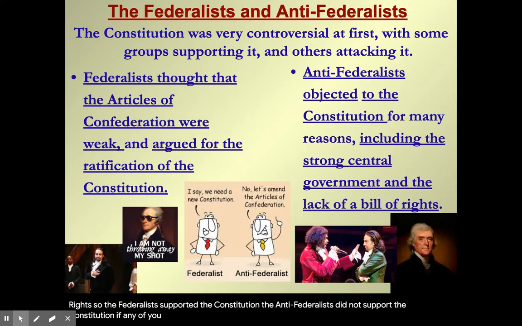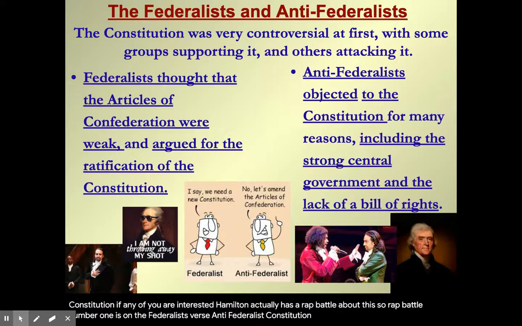If any of you are interested, Hamilton actually has a rap battle about this. So rap battle number 1 is on the Federalist versus Anti-Federalist Constitution, supporting it or not.